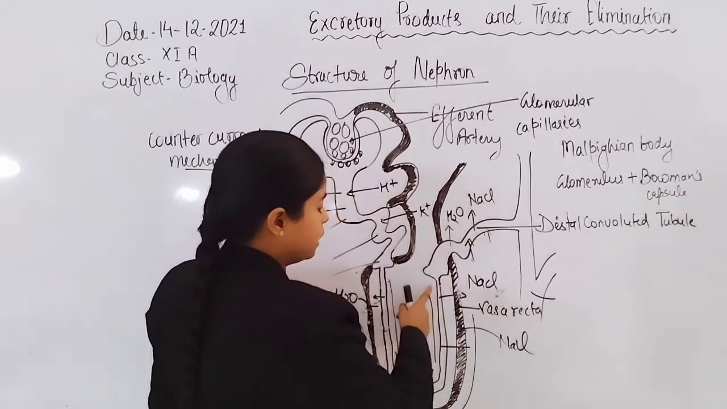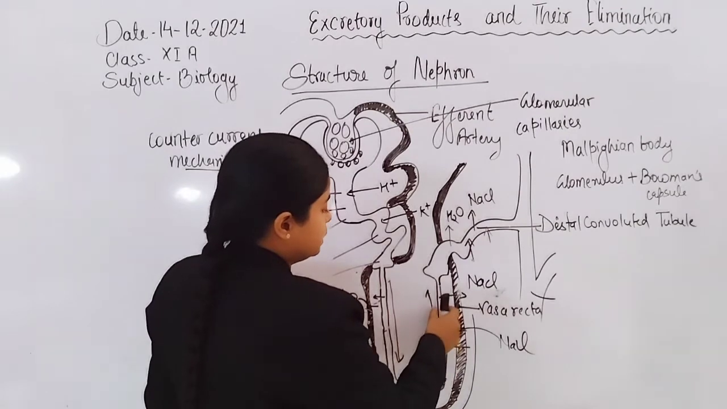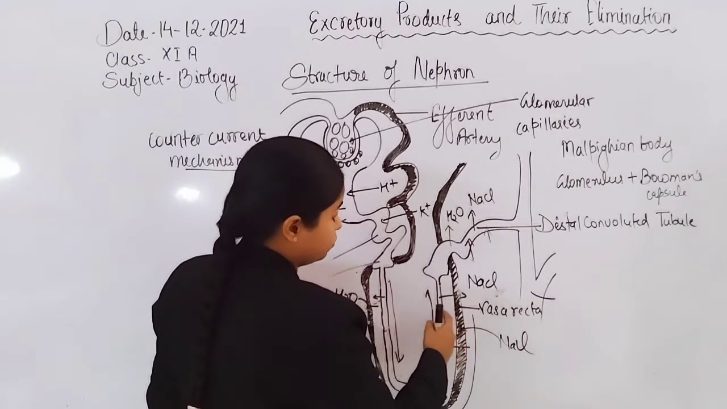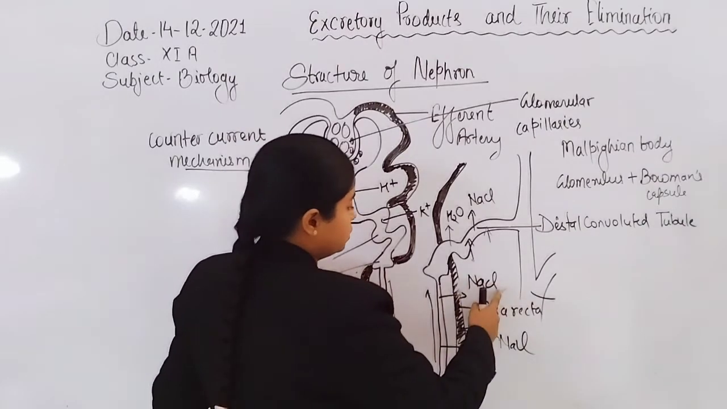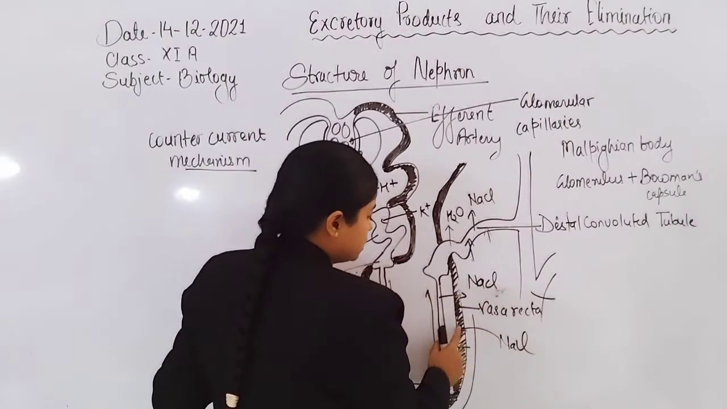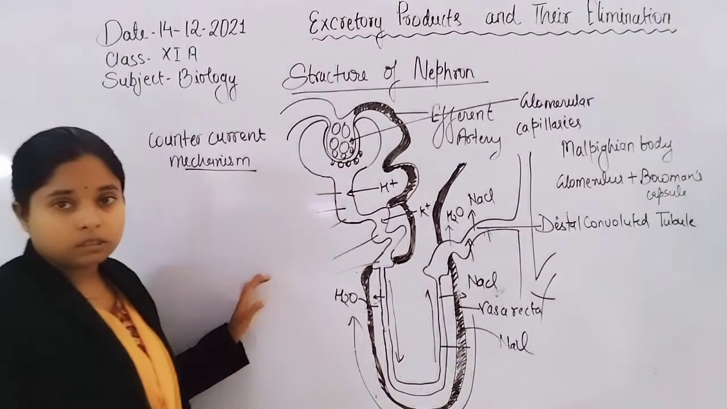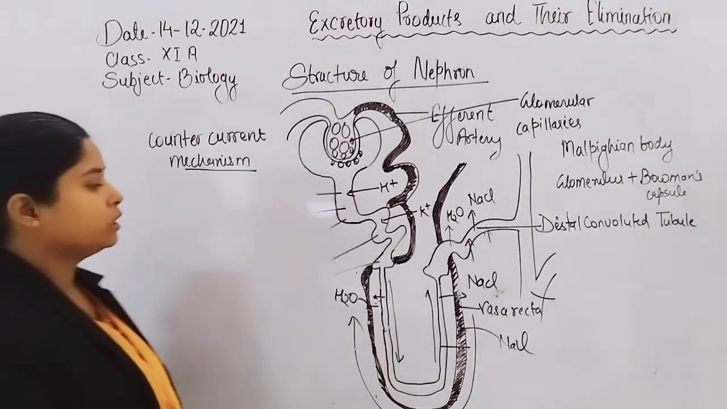In the ascending part of the loop of Henle, which is impermeable to water, sodium chloride is reabsorbed through active transport into the interstitium. From the interstitium it is again reabsorbed by the vasa recta, or transferred into the blood capillary. So this is the process which is known as the countercurrent mechanism.